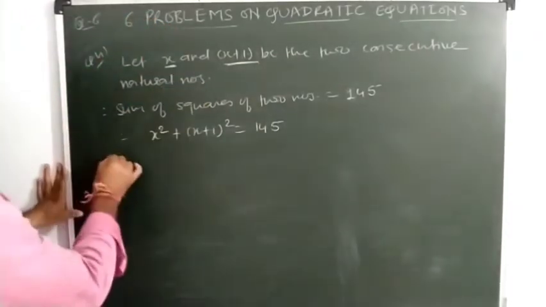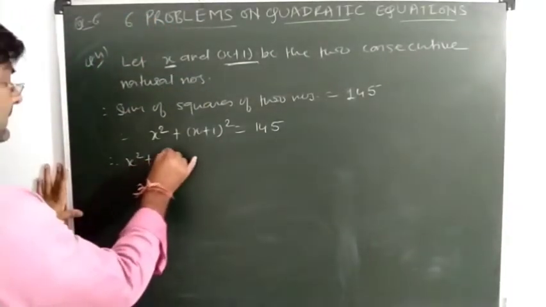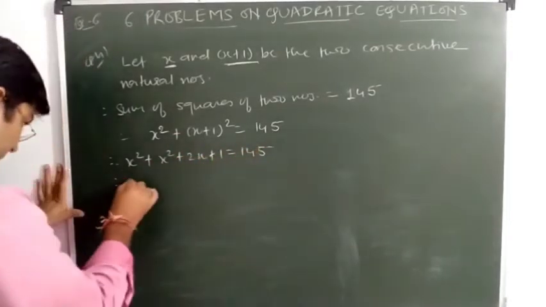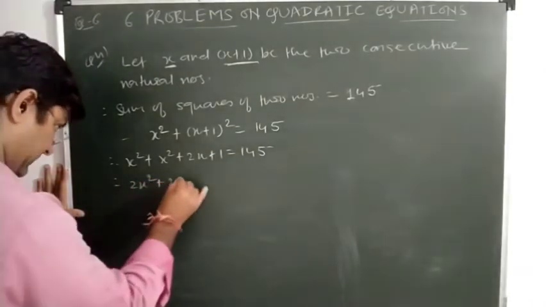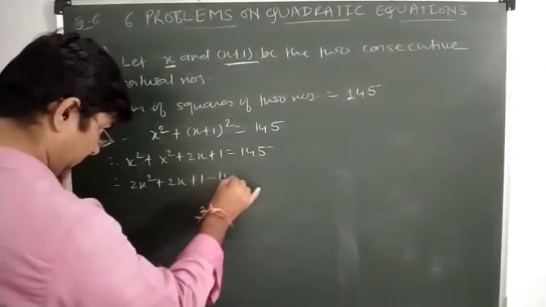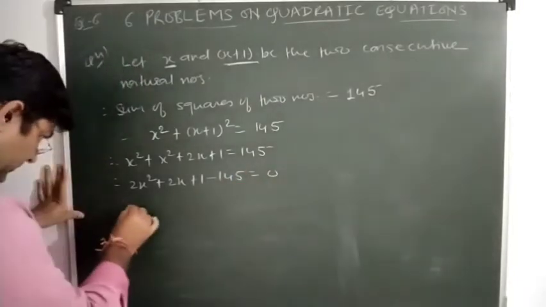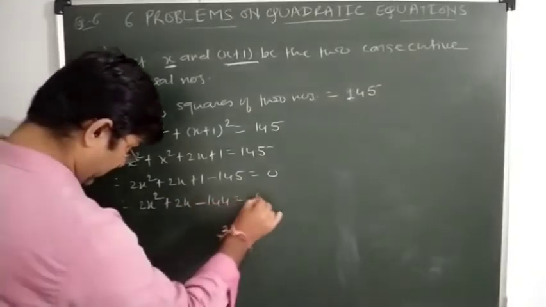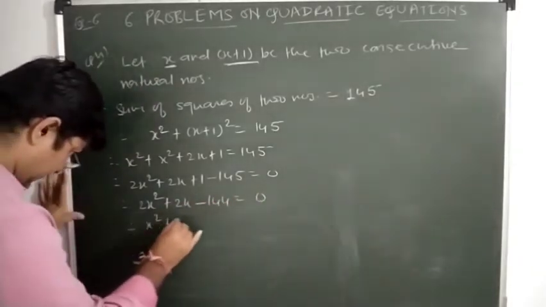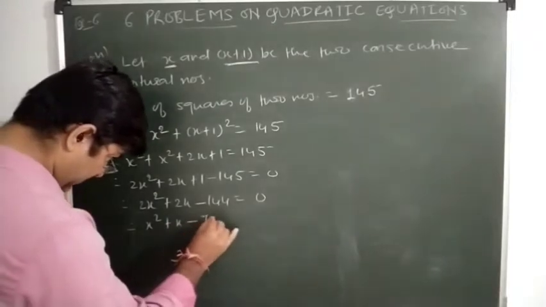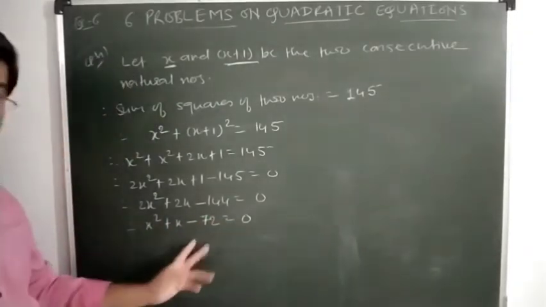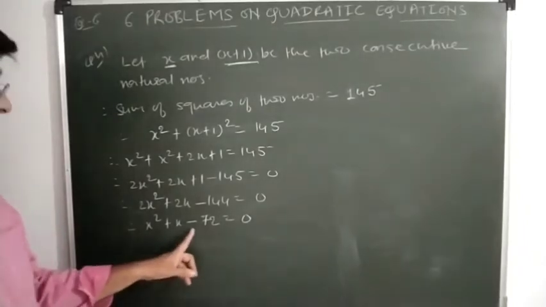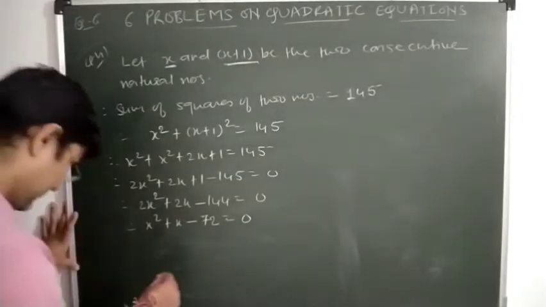Now we will simplify. Therefore x square plus 2x plus 1. Therefore 2x square plus 2x plus 1 minus 145 is equal to 0. Therefore 2x square plus 2x minus 144. Take 2 common, x square plus x minus 72. Now it is easy to find the factors of 72. Two numbers whose product is 72 and difference is 1. 9 and 8, yes or no?